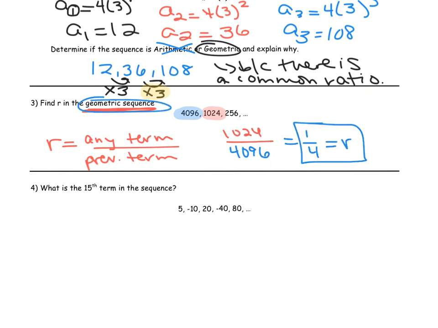All right, and lastly, guys, here we go. Question number 4. Find the 15th term in this sequence. Now it doesn't specify whether it's arithmetic or geometric. We got to think. Okay, so first things first. If I want the 15th term, we know n is going to equal 15. I know a sub 1 is 5. That's the first term. Now we got to think, is this arithmetic or geometric?